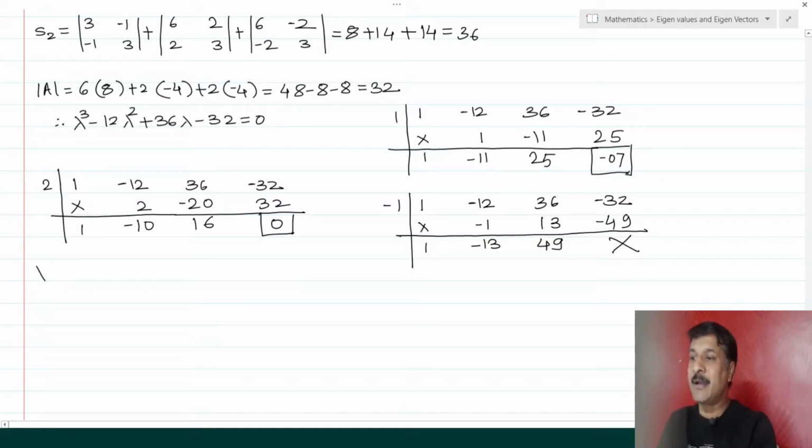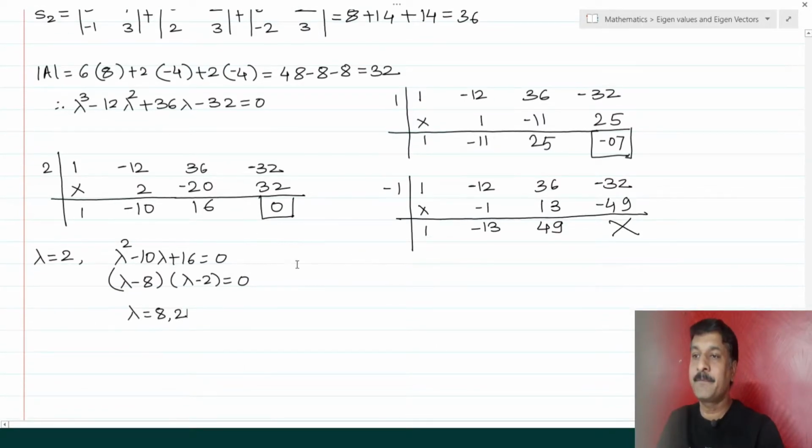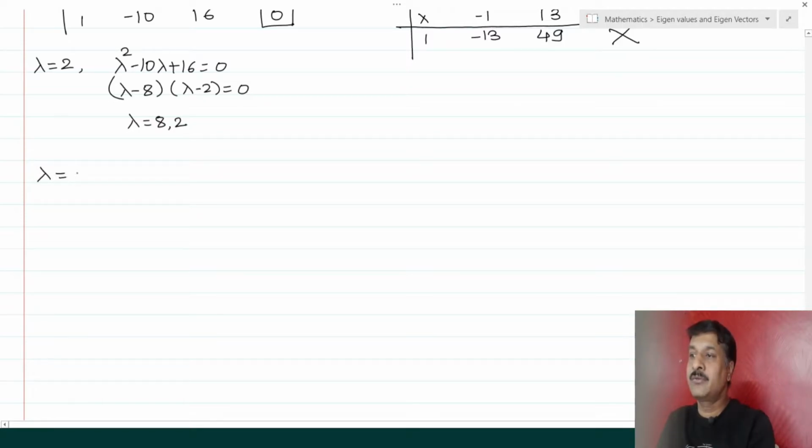So here I can write lambda equal to 2, and from the remaining, lambda square minus 10 lambda plus 16 equal to 0. So factors are lambda minus 8, lambda minus 2. So therefore roots are 8 and 2. So finally the roots are 8, 2, 2. So here one can write 2, 8, but this is non-repeat. That is why I am going to write it initially. So these are the eigenvalues.